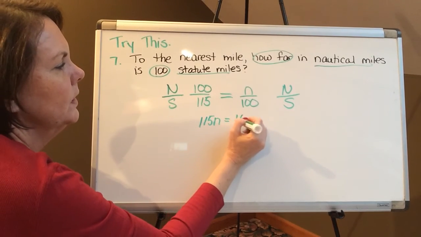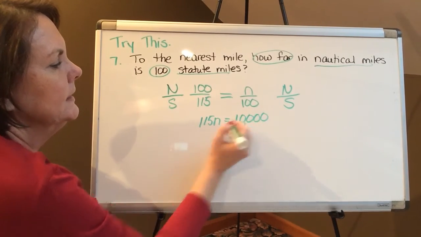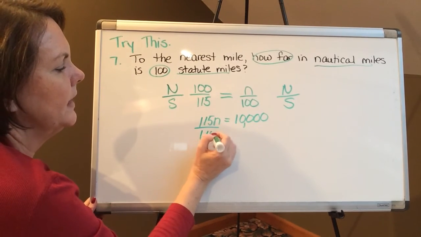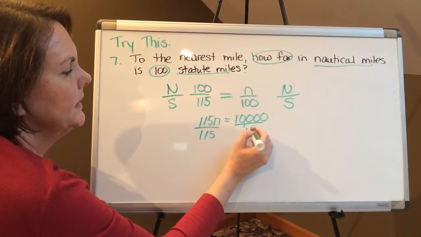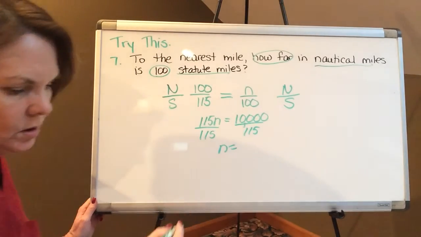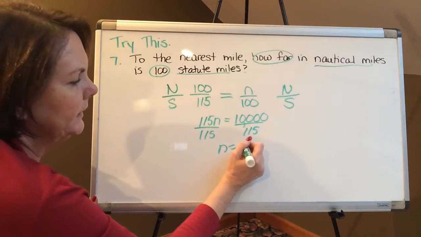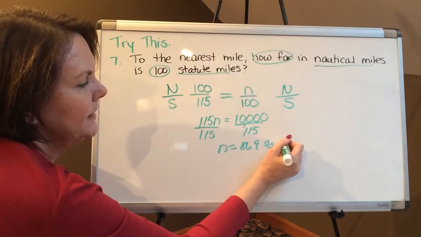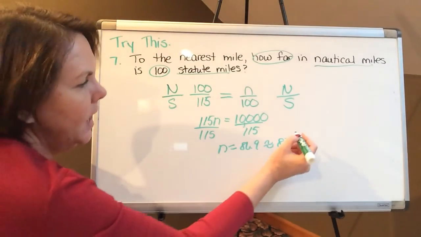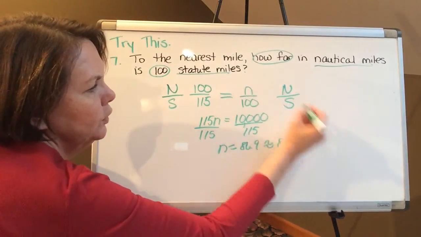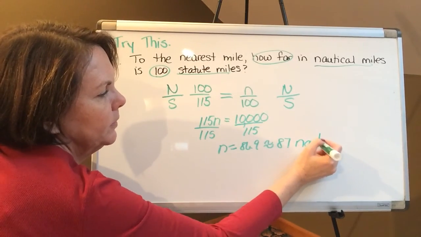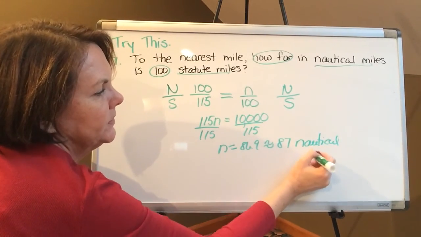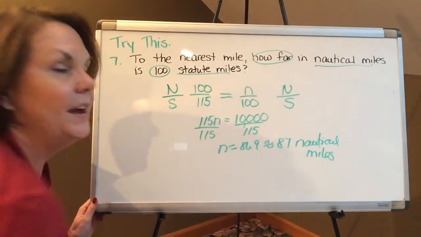115n equals 10,000. And then we divide by 115 on both sides. And n equals approximately 86.9, and they want to the nearest mile, so approximately 87 nautical miles. We're looking for the numerator now, so make sure you give me a label, nautical miles. Okay, and that's it.